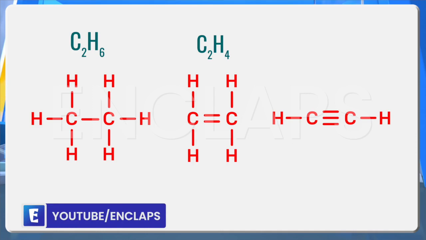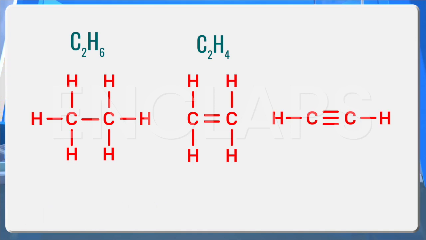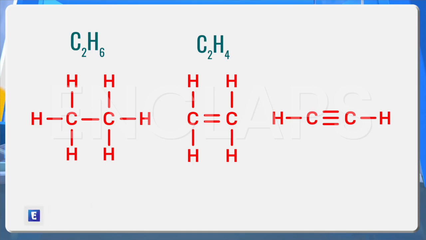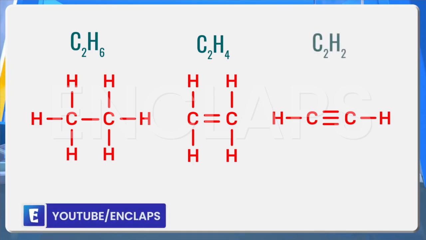Then in the third compound, there are 2 carbon atoms, and in the first carbon atom there is only 1 hydrogen, and there is a triple bond between the 2 carbon atoms, right? In the second carbon also there is only 1 hydrogen. So total 2 carbon atoms and 2 hydrogen atoms. That means the molecular formula is C2H2. Clear? In this way, we can write the molecular formula of these compounds.